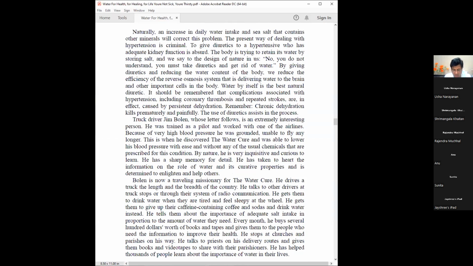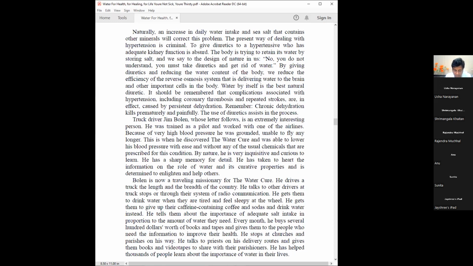The present way of dealing with hypertension is criminal. To give diuretics to a hypertensive who has adequate kidney function is absurd. The body is trying to retain its water by storing salt, and we say to the design of nature in us, no, you do not understand. You must take diuretics and get rid of water. By giving diuretics and reducing the water content of the body, we reduce the efficiency of the reverse osmosis system that is delivering water to the brain and other important cells in the body. Water by itself is the best natural diuretic.